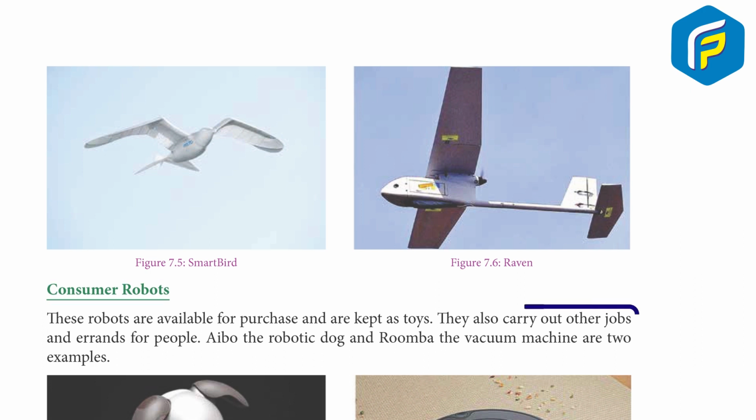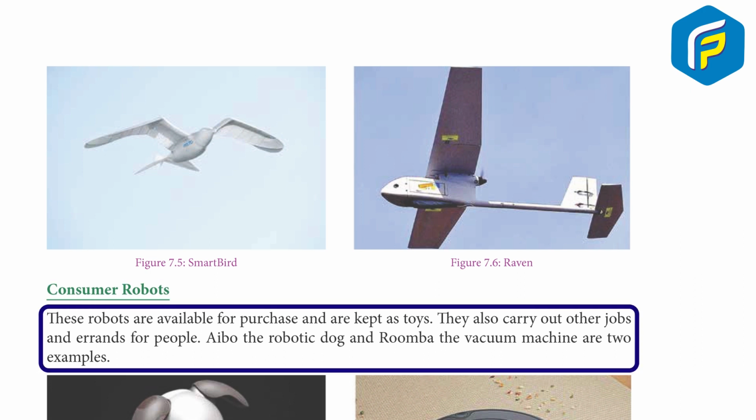Consumer robots. These robots are available for purchase and are kept as toys. They also carry out other jobs and errands for people. Aibo the robotic dog and Roomba the vacuum machine are two examples.